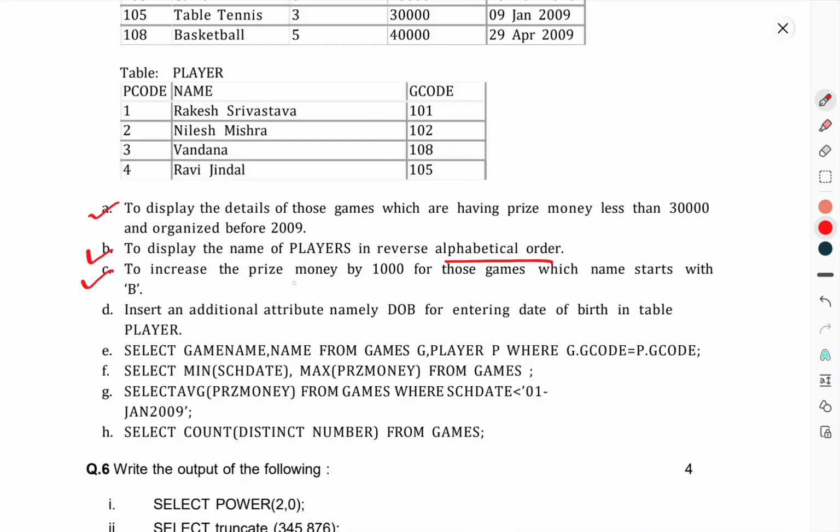To increase the prize money by 1,000 for those games whose name starts with B. Insert the additional attribute, namely DOB, entering the date of birth in table player. Select the game name from the games G, player P where this command. Select the minimum score, select sum, select count.